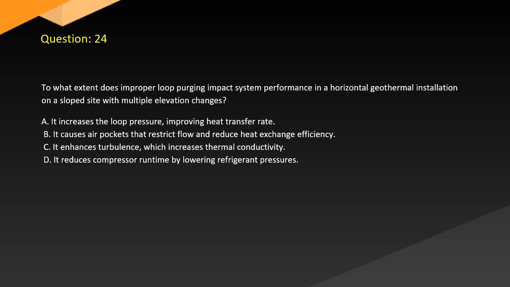Question 24. To what extent does improper loop purging impact system performance in a horizontal geothermal installation on a sloped site with multiple elevation changes? A. It increases the loop pressure, improving heat transfer rate. B. It causes air pockets that restrict flow and reduce heat exchange efficiency. C. It enhances turbulence, which increases thermal conductivity. D. It reduces compressor runtime by lowering refrigerant pressures.